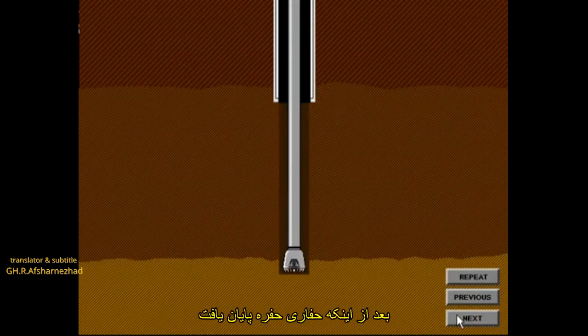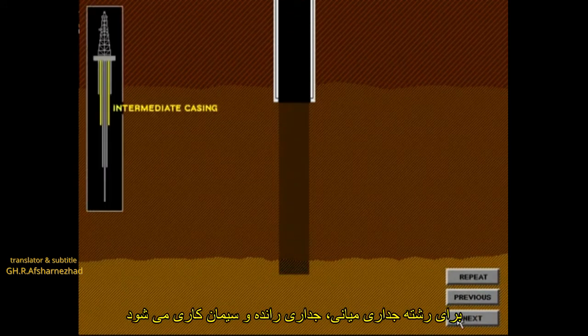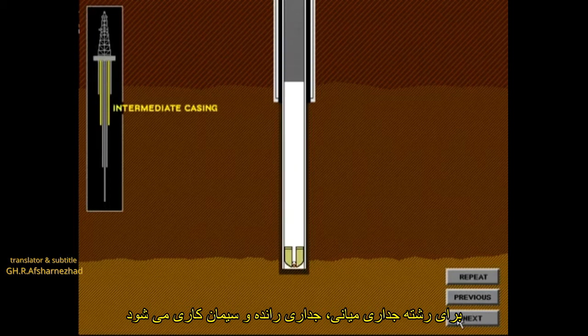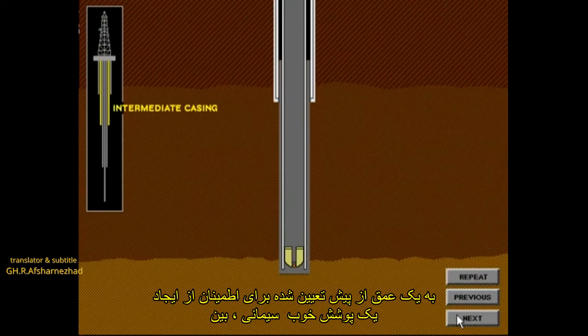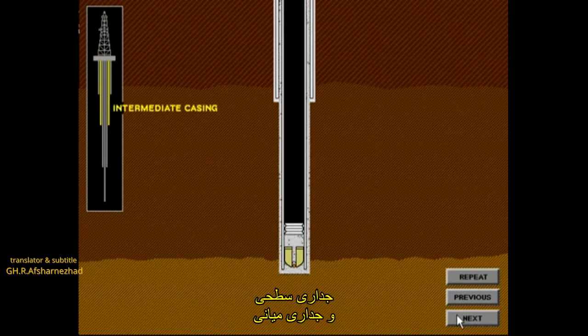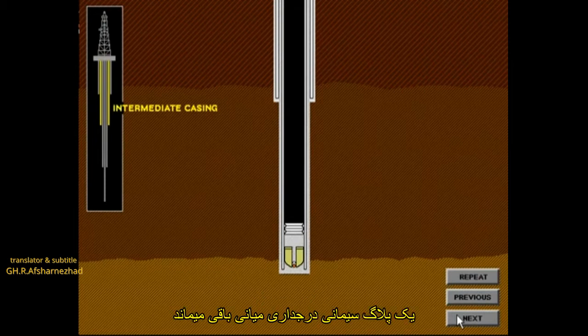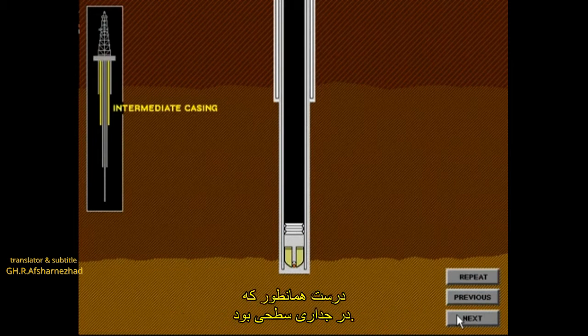After the hole has been drilled for the intermediate string, the casing is run in the hole and cemented in place. The intermediate string is cemented to a predetermined depth to ensure a good cement bond is obtained between the surface casing and the intermediate casing. A cement plug is left in the intermediate casing just as it was in the surface casing.